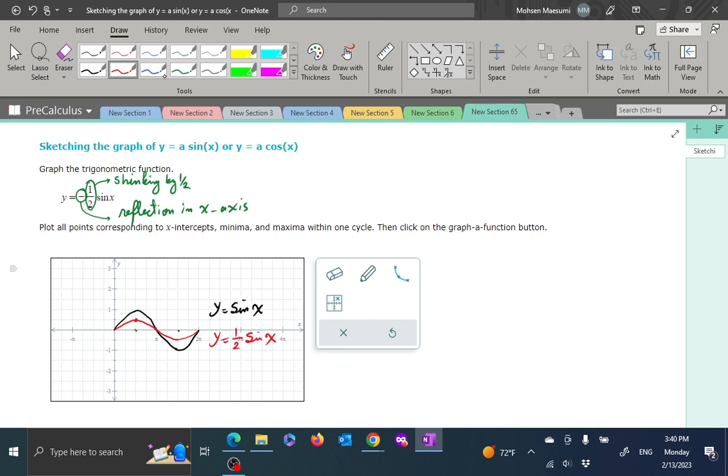But that's not what we are after. We are after minus 1/2. So at pi over 2, instead of being 1/2, we want to be minus 1/2. Zeros are always zeros. At 3 pi over 2, we were minus 1/2, now it becomes plus 1/2. So our graph is going to look like this.